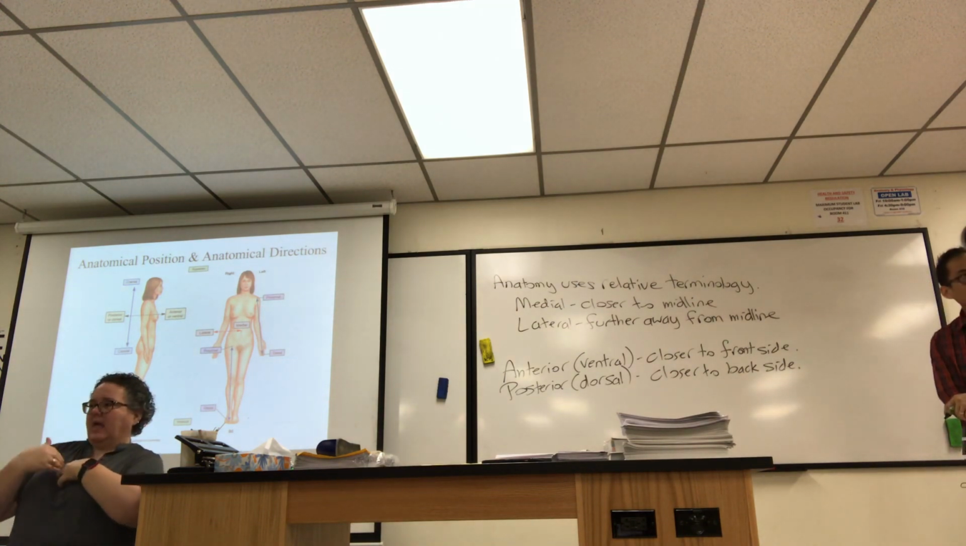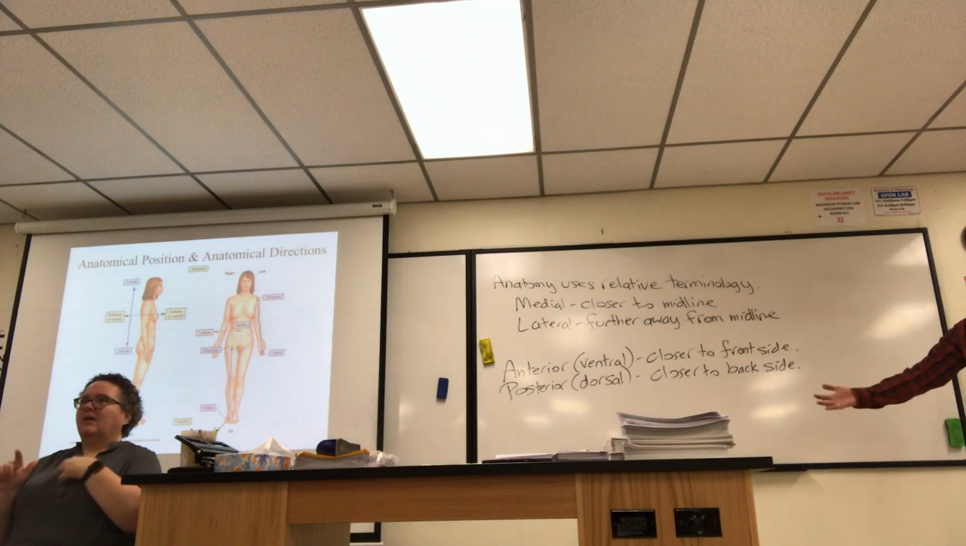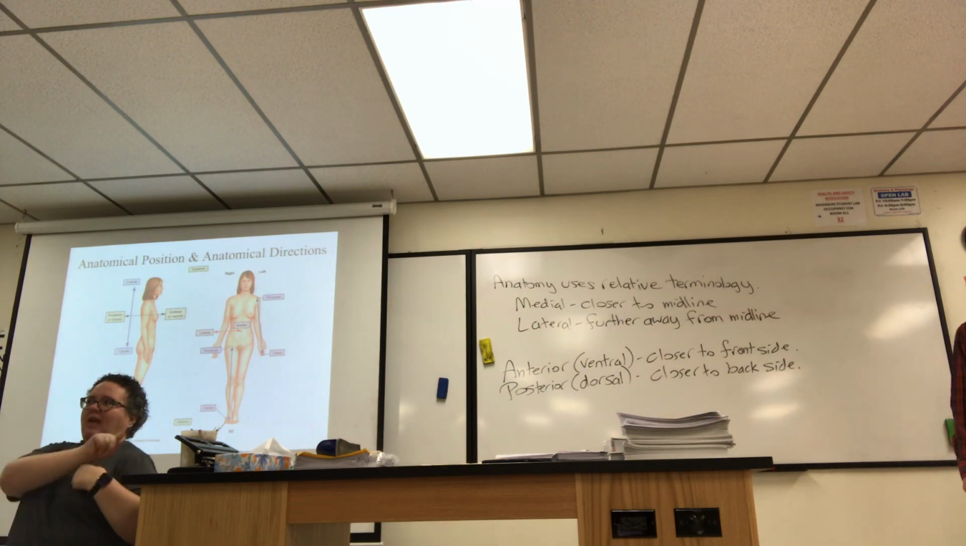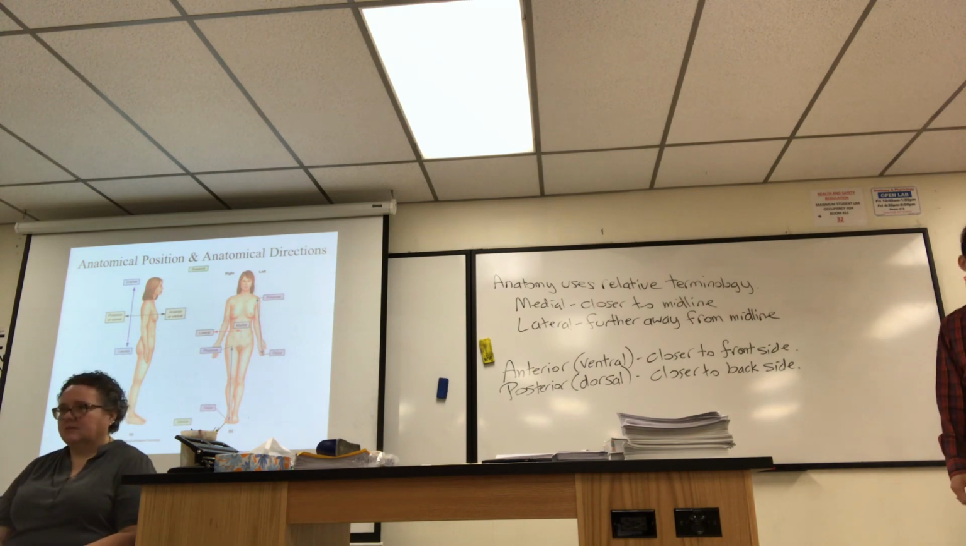So we have a trunk with arms and legs attached to it. If you're referring to extremities, something that's proximal is closer to the trunk attachment. Distal means further out in the extremity.